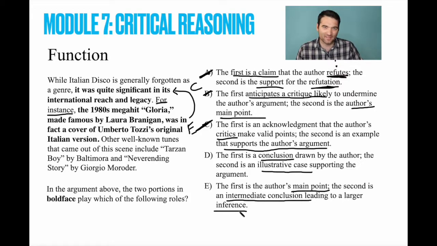That's a little bit of word salad here, so let's break that down. An intermediate conclusion is, think of it like a stepping stone. So if I say, if X is true, therefore Y, and if Y is true, therefore Z, right? So that middle piece of evidence, Y, is both the conclusion of the first argument and the evidence for the second one. But that's not what we have here, right? This is a very, very clear-cut case of evidence and conclusion. So answer option E is out. The correct answer for this one is D.